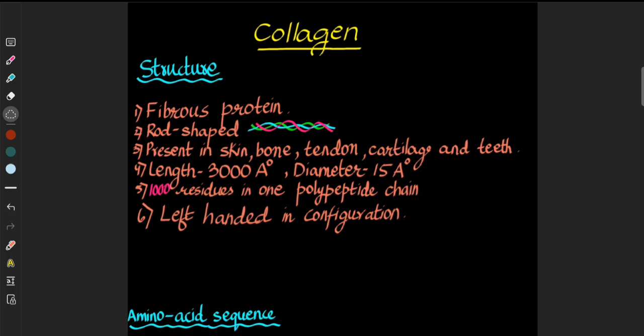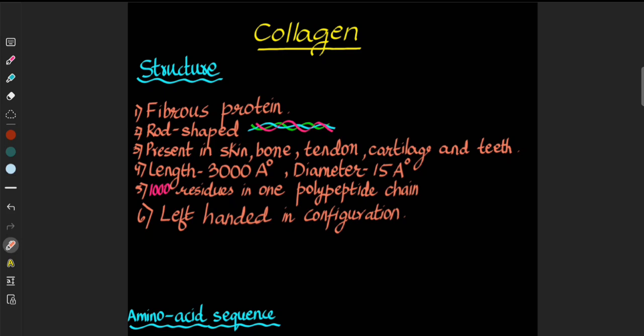Collagen is actually a fibrous structure. That means it looks like a long thread-kind of structure, and it is rod-shaped. When we studied the structure of hemoglobin, it was a globular protein, right? Because it was present in the form of a globule. But this structure is rod-shaped, and it is usually present in our skin, bone, tendon, cartilage, and teeth.